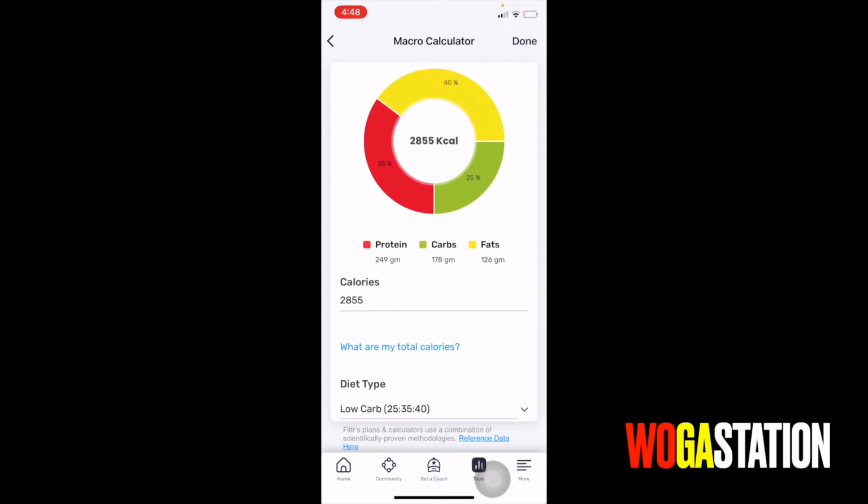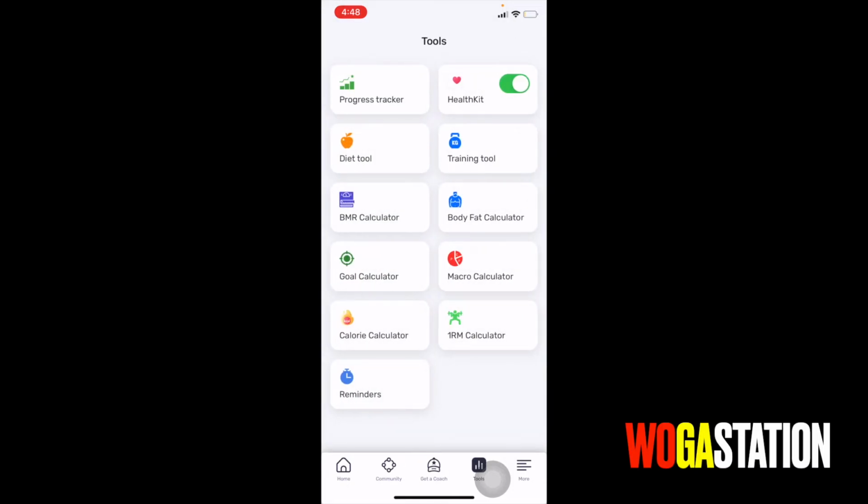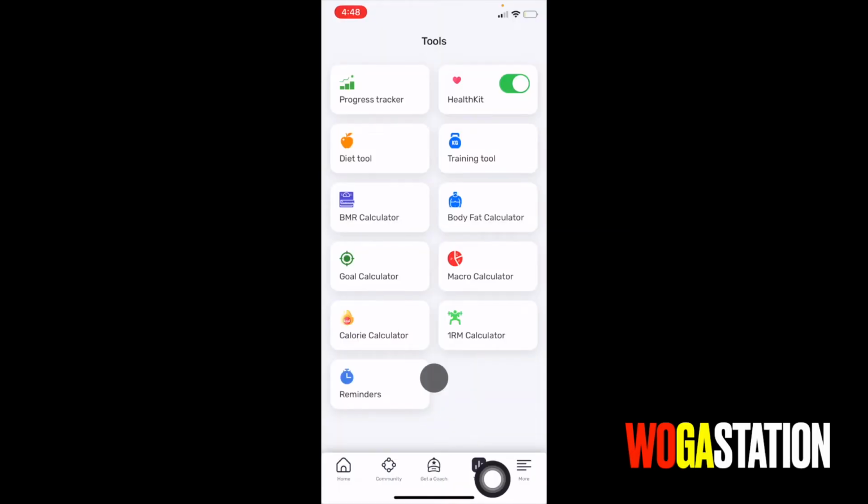Great. So that is about 2855 calories. So that tells us the amount of calories that we need to eat. That's where you will need the diet tool. So let's click on this.